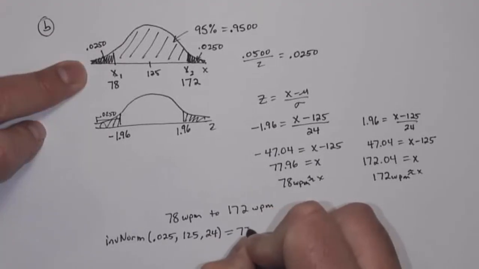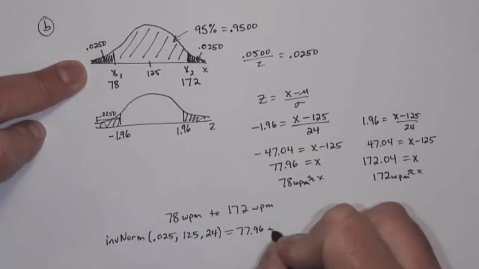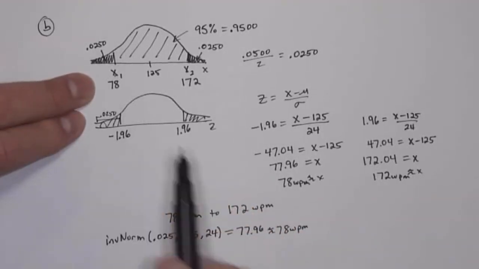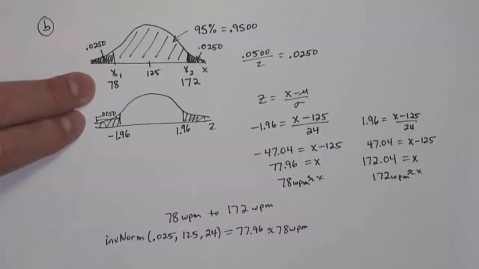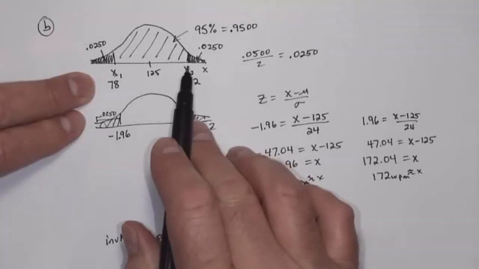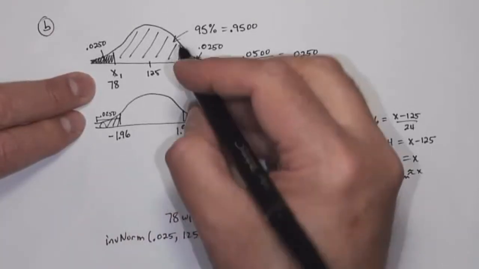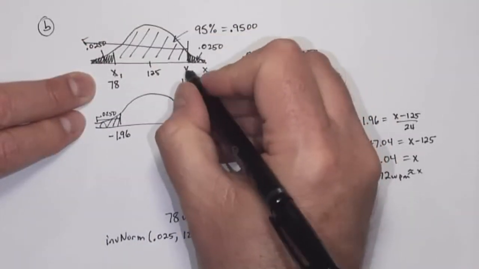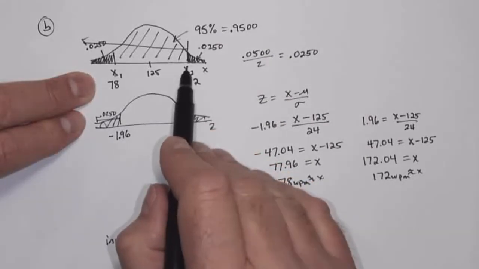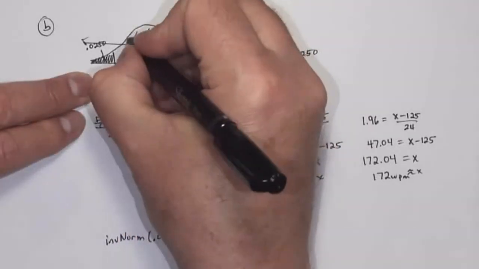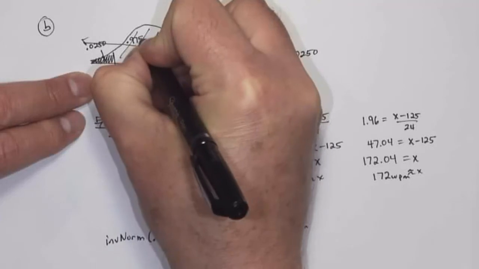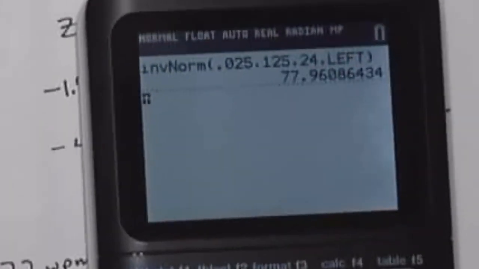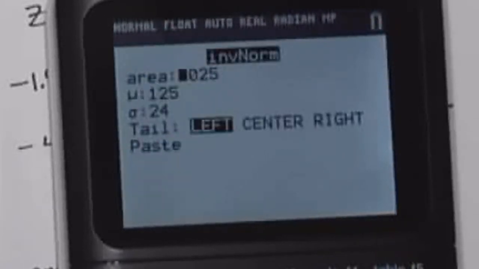So I paste, and that is 77.96, which is approximately 78 words per minute as we found by hand. So that is this value. If I want to find this value, now if I have an older calculator, then I have to determine the area to the left of this value. Well, if the area to the right of this value is 0.025, then the total area to the left is 0.975. Okay? So I could do distribution, inverse norm.